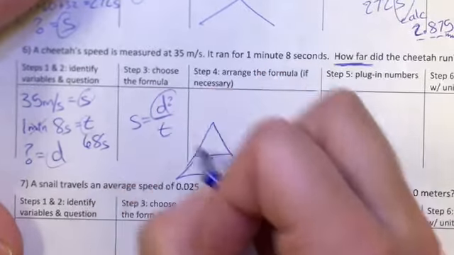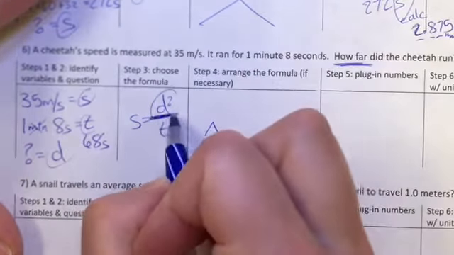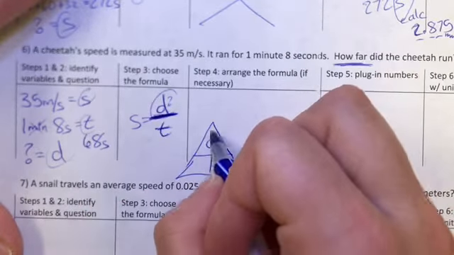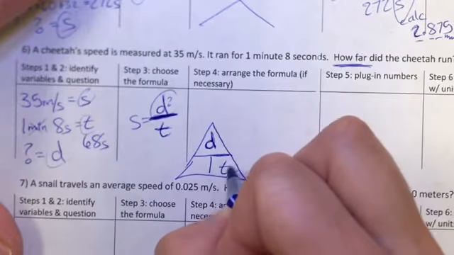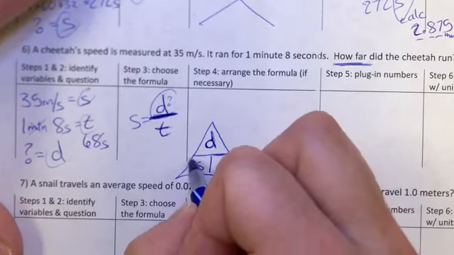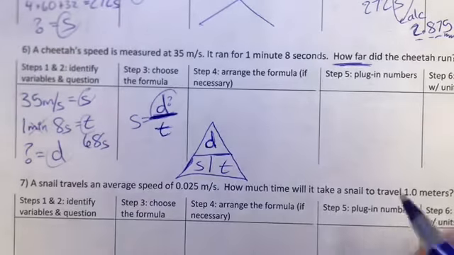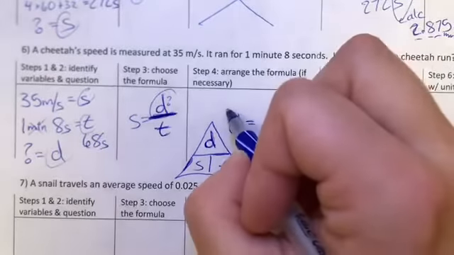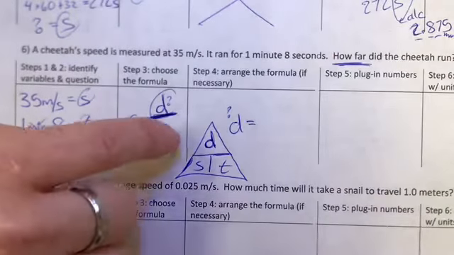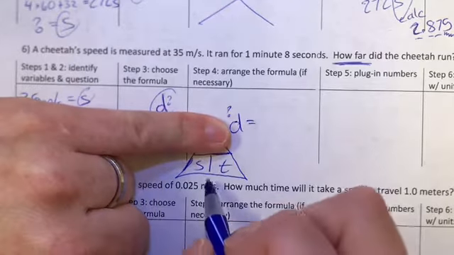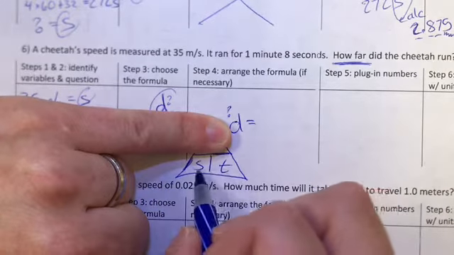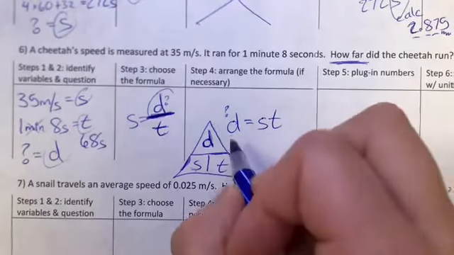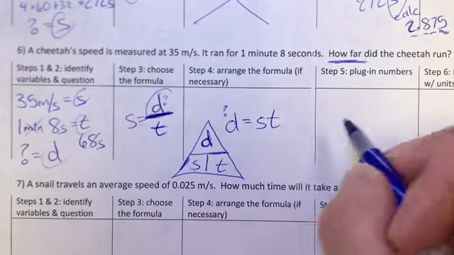Okay? Plug this formula into the triangle. See how D is above T in the formula? We need D to be above T in the triangle. And then we just leave S in the empty spot. Okay? So, if distance is the question, write down what I want. D equals. That's what I want to know. Take your pinky, cover the D in the triangle. S and T are side by side in the triangle, so put them side by side in the formula. We just rearrange the formula. Distance is the speed multiplied by the time.